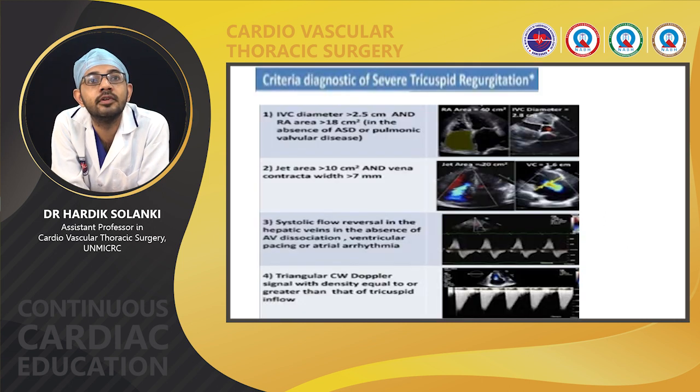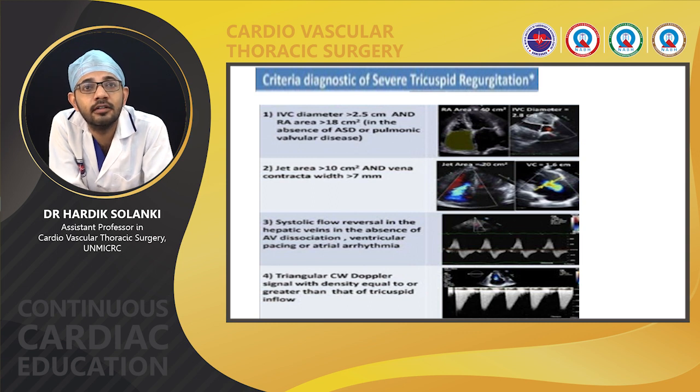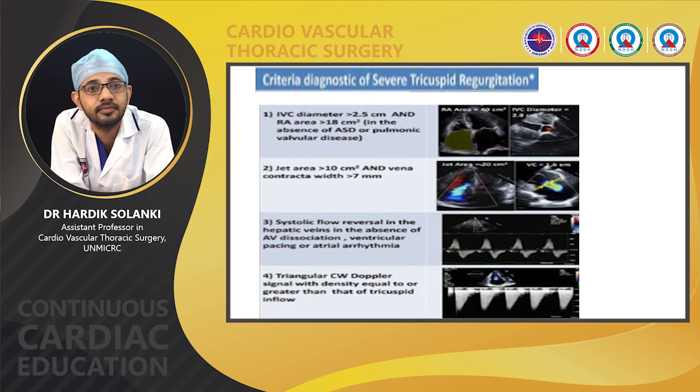Diagnostic criteria for severe TR. IVC diameter is more than 2.5 centimeter and RA area is more than 18 centimeter square in the absence of ASD or pulmonary valvular diseases. Jet area is more than 10 centimeter square and vena contracta is more than 7 mm. A systolic flow reversal in the hepatic veins in the absence of AV dissociation, ventricular pacing or atrial arrhythmias.